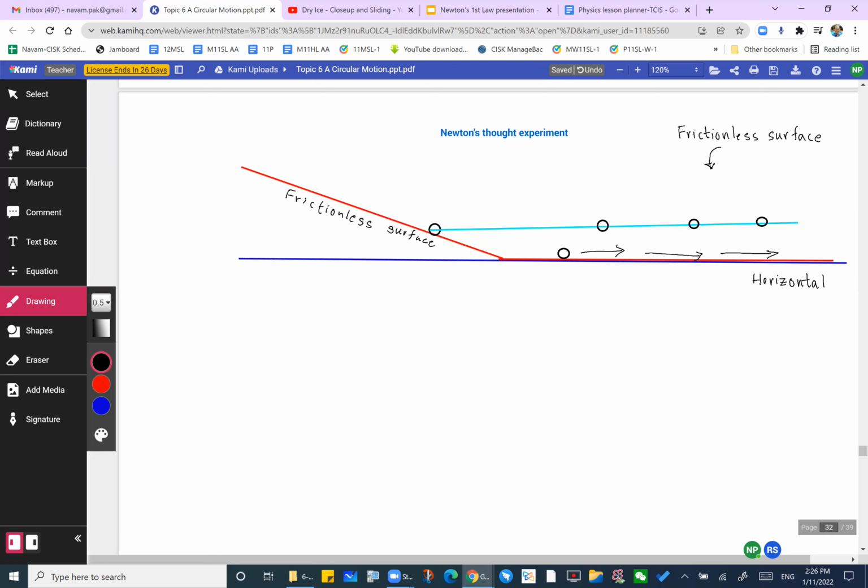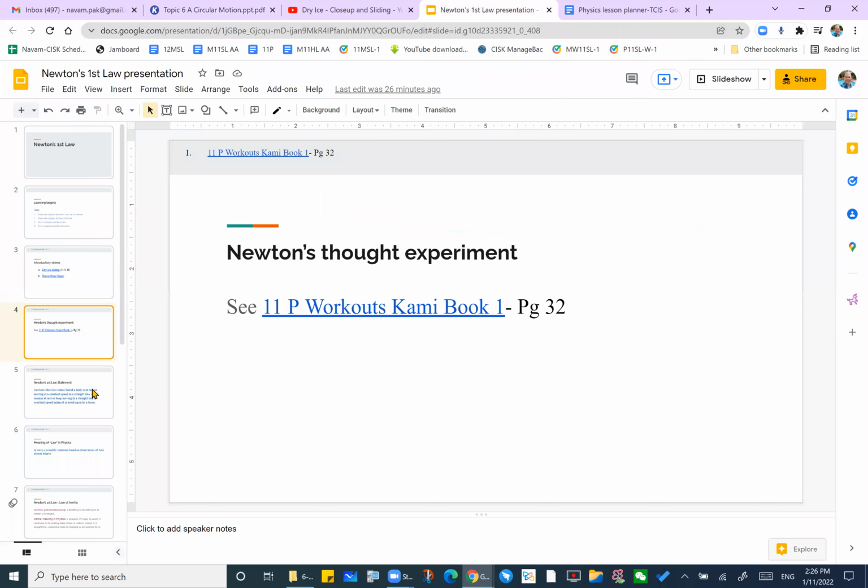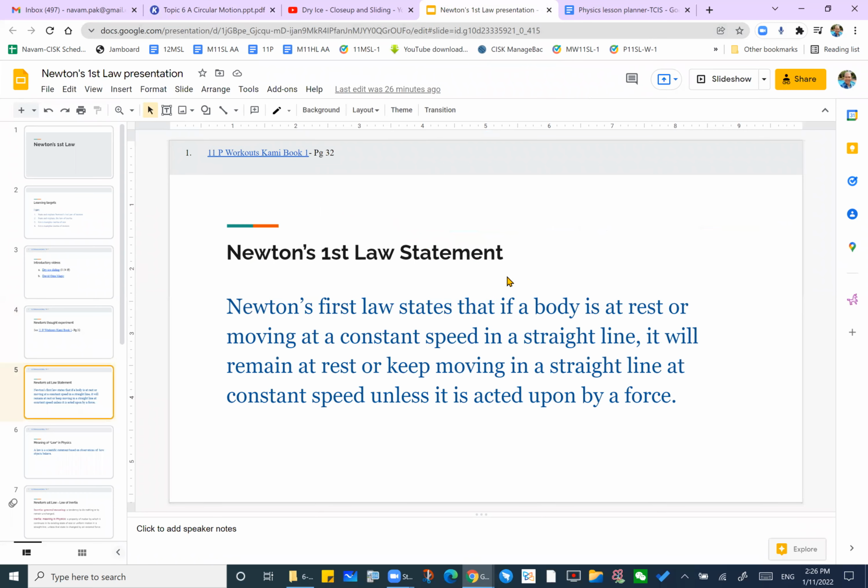Now this very simple and yet unique thought experiment, because Newton didn't do this experiment in reality, he just thought it through in his mind, leads us to a statement that Newton made. And this statement is called Newton's law of motion, or specifically Newton's first law. And this stated exactly is, if a body is at rest or moving at a constant speed in a straight line, it will remain at rest or keep moving in a straight line at constant speed unless it is acted upon by a force. Now, please note, this is a law.